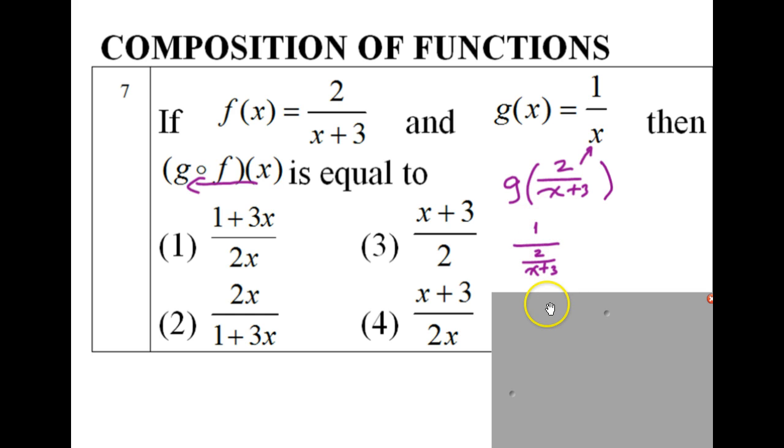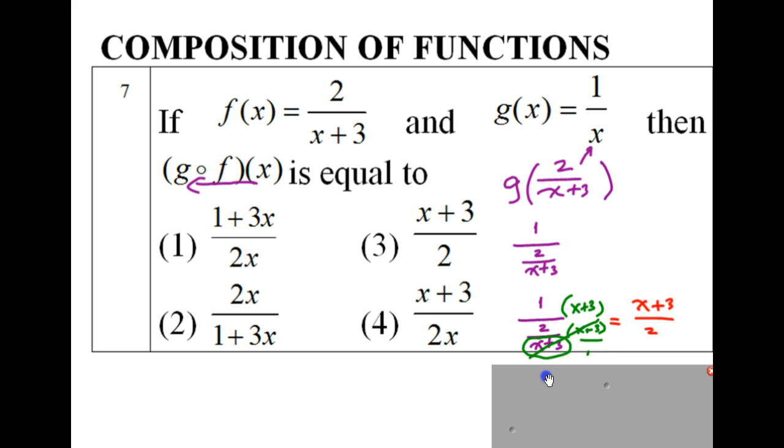simplify this by simplifying the complex fraction. Multiply both top and bottom by x plus 3, and then we end up with x plus 3 over 2. So the answer is choice 3.